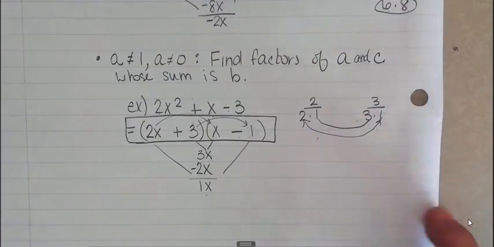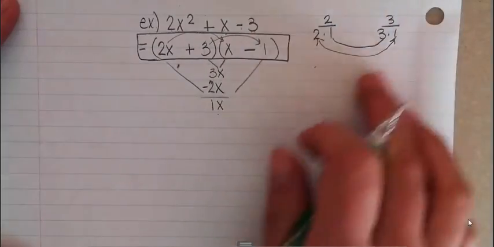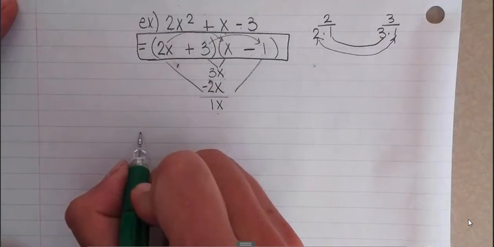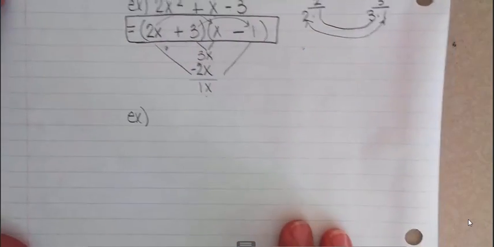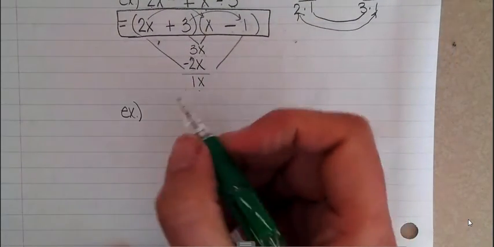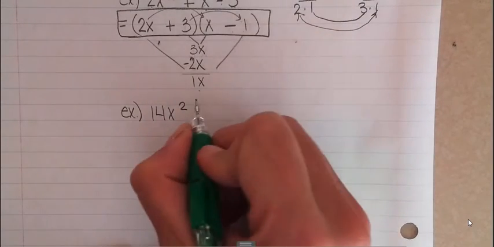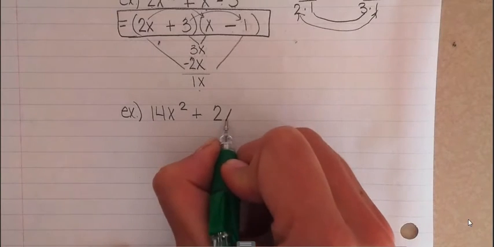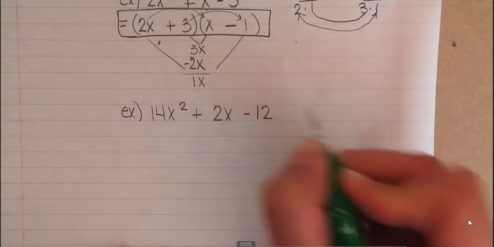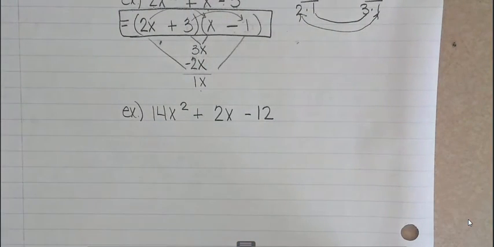All right, let's try another one. We'll make these harder as it goes on. Okay, so next example, same directions. We're just going to factor this. So we're going to have 14x squared plus 2x minus 12. All right, so let's not forget any of the rest of our friends.